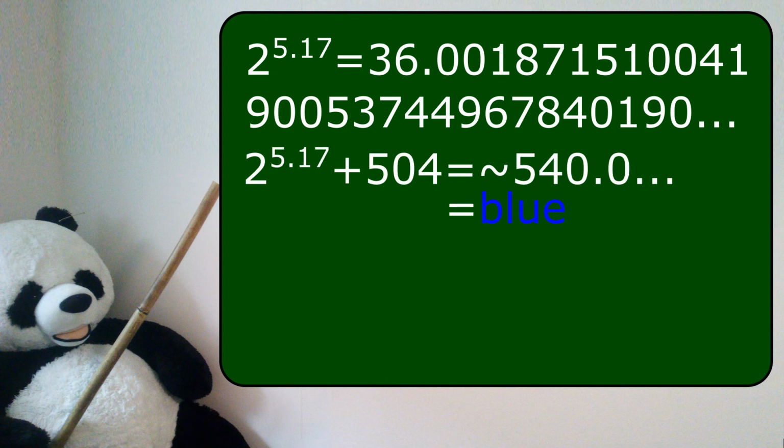So if we go with 5.7 being the smaller number in the answer, or q, we need to find something that's 504 larger, or 540 with whatever numbers left after the decimal. I'm just going to call this number blue for now. So we need 2 to the power of something to equal blue, which I could call P, but let's color code and go with red.